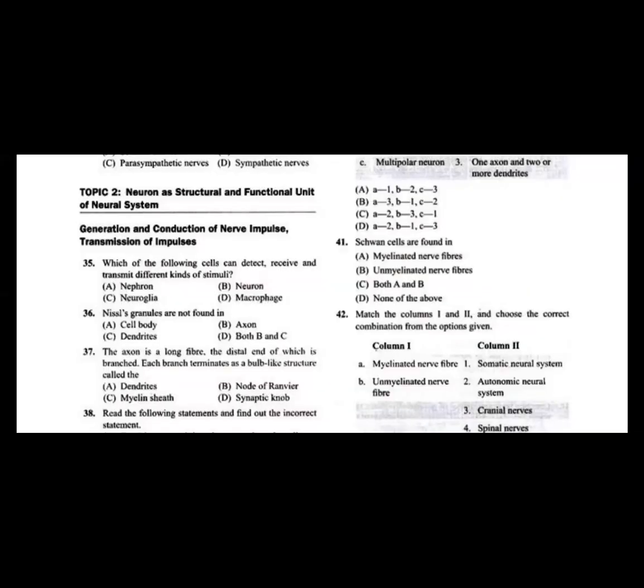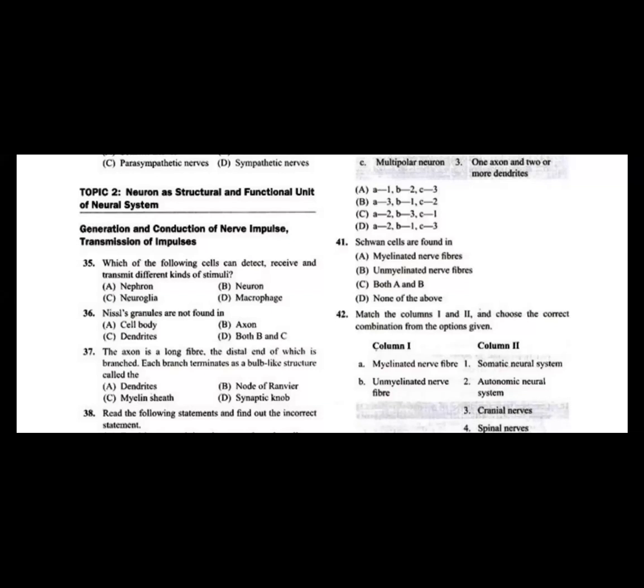Topic of the neural control and coordination question discussion. Neuron as a structural and functional unit of a neural system. First, in that topic, the first concept is generation and conduction of neural impulse, transmission of impulse.